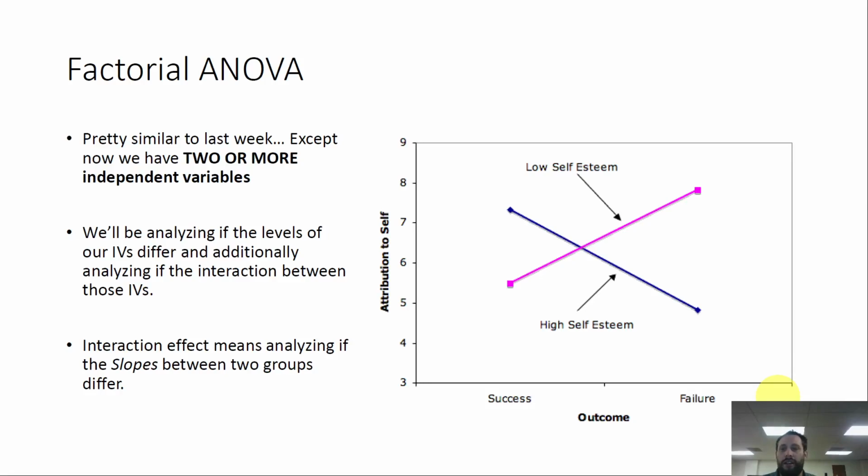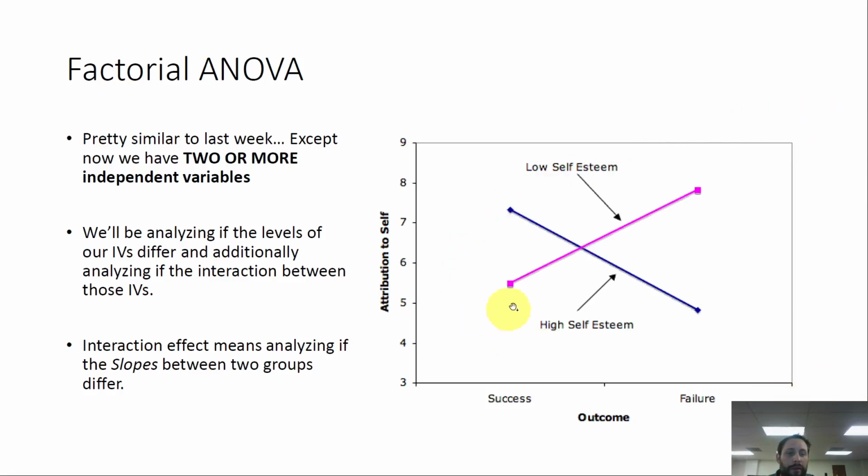So factorial ANOVA is pretty similar to what we were doing last week, that one-way ANOVA, except now we have two or more independent variables that are categorical in nature. Here we'll be analyzing if the levels of our IVs differ, and additionally analyzing if the interaction between those IVs differs as well. Essentially, an interaction effect is asking, do the slopes between our two groups differ? And I think this image does a really good job of explaining it.